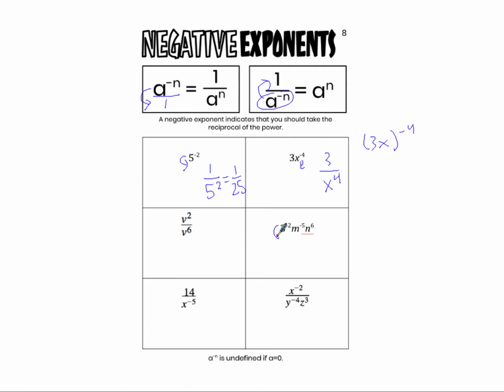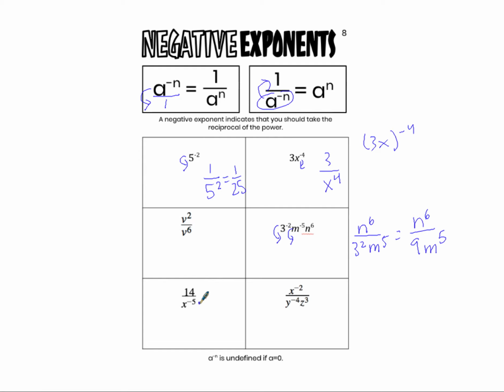In this case, the coefficient is raised to a negative exponent. M is raised to negative 5, that goes to the denominator. N to the 6th is positive, so it stays put. N to the 6th stays there. We move 3 squared to the denominator as well as m to the 5th. 3 squared is just 9.